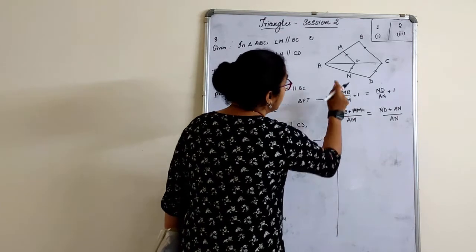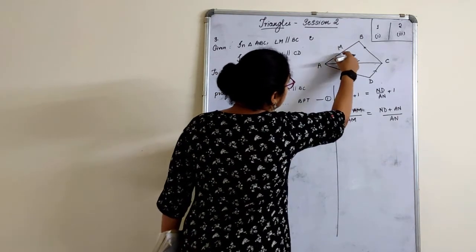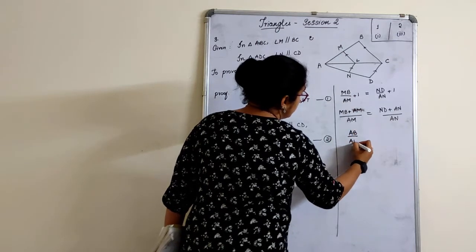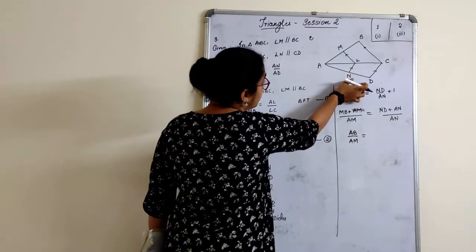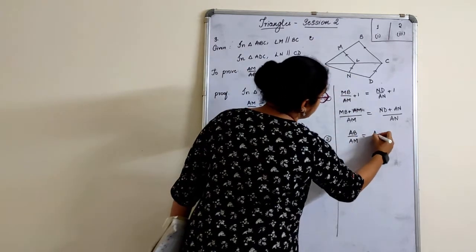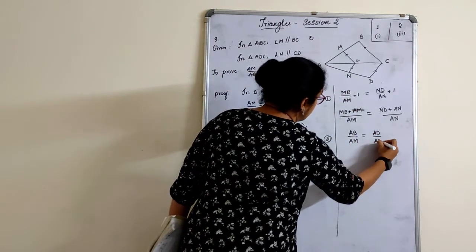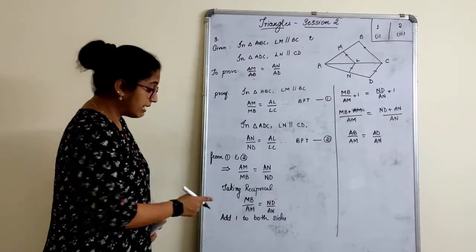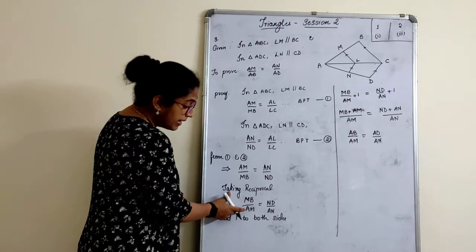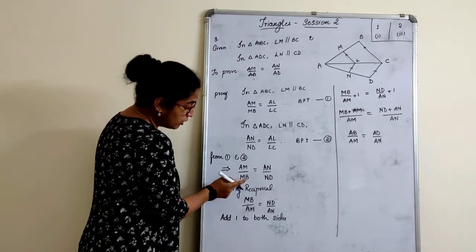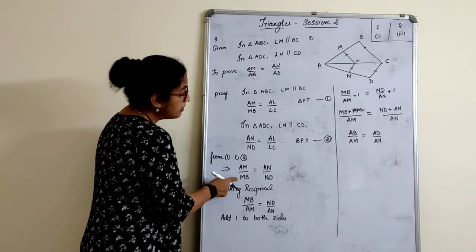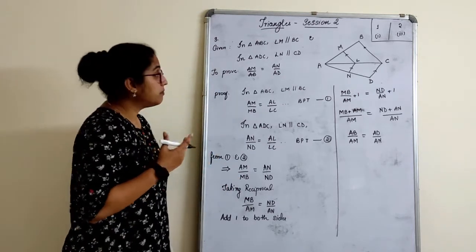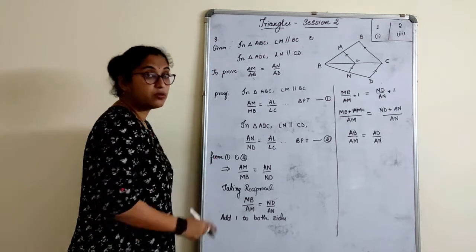What is MB plus AM? MB plus AM is nothing but AB upon AM, is equal to, what is ND plus AN? AD upon AN. Did you understand why we took the reciprocal? If the reciprocal had not been taken in the beginning, my denominator would be MB, but MB is nowhere required in the whole question. Numerator AB I would get, but the denominator I would get wrong. So we took the reciprocal.